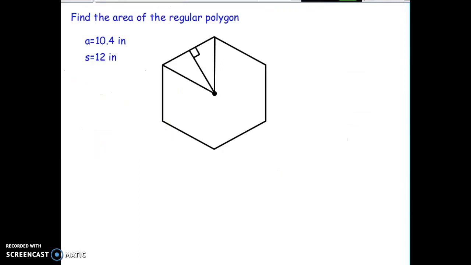And same for this next example. If you really want to, you can label the figure. We know that this right here is our apothem because it goes from the center of the figure and it's perpendicular to the side. It does not go to a corner. This is not the apothem. The apothem goes to the middle of the opposite side. So the side length is 12 inches, the apothem is 10.4 inches, and we can see that there are 6 sides.